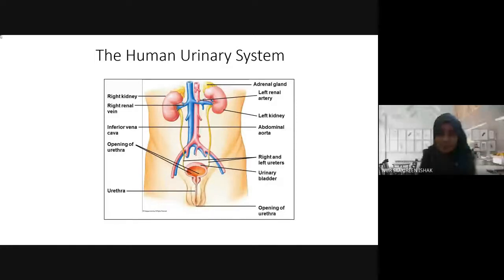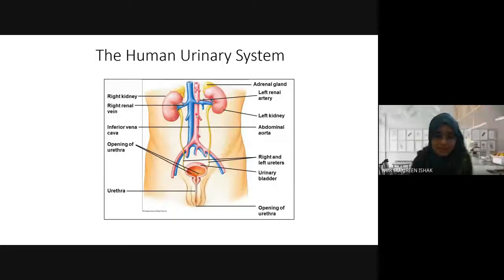So as you can see, these are the two kidneys, the right kidney and the left kidney. Above the kidney you have the adrenal gland. Later, in the subsequent chapter on hormones, you are going to learn that the adrenal gland produces hormones that regulate certain metabolic activities in your body. There are two different regions within the adrenal gland. Here you have the aorta, the large blood vessel.